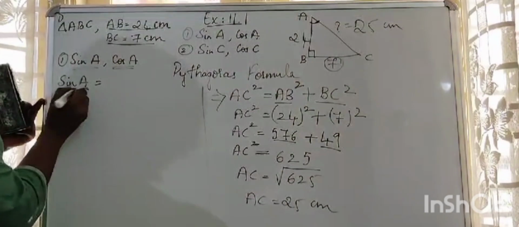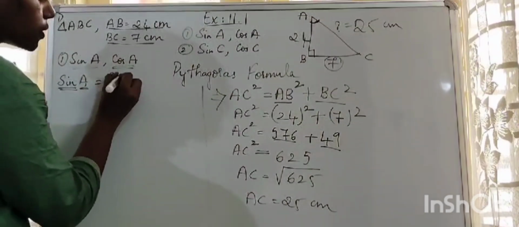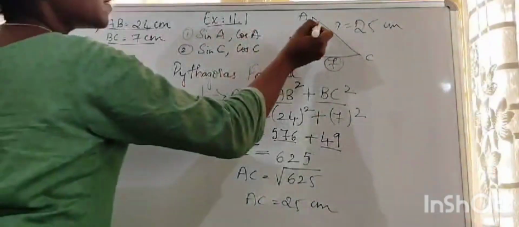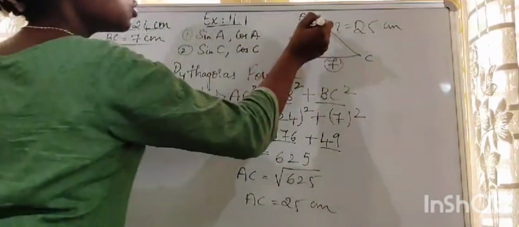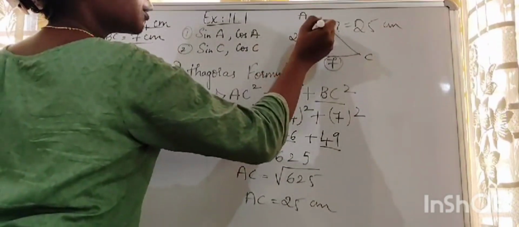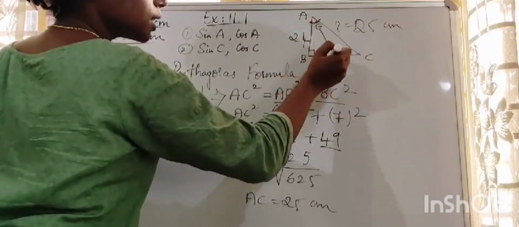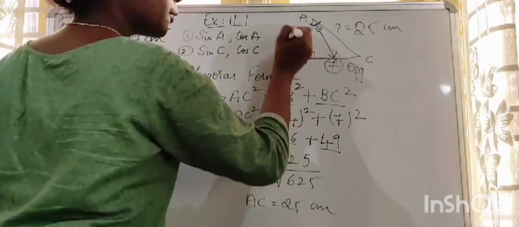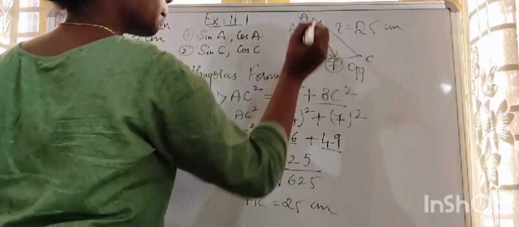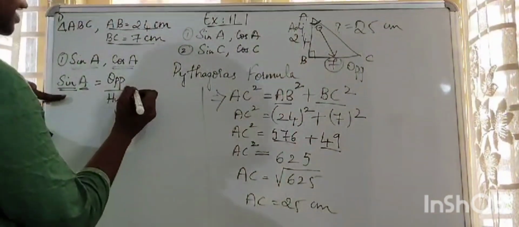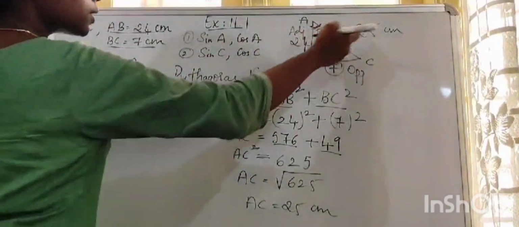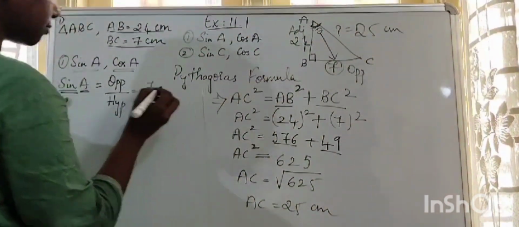Sin A, what is the sine ratio? It is opposite by hypotenuse. Now our angle is here. So for this theta, this is opposite and this side will be adjacent. So for sin A, opposite value is 7, hypotenuse is 25.